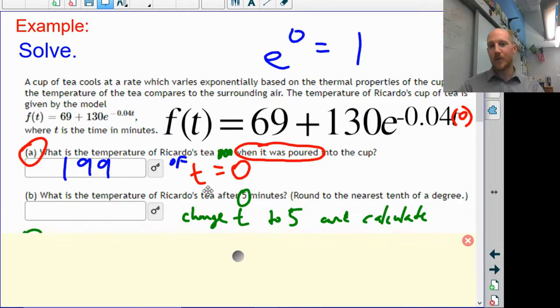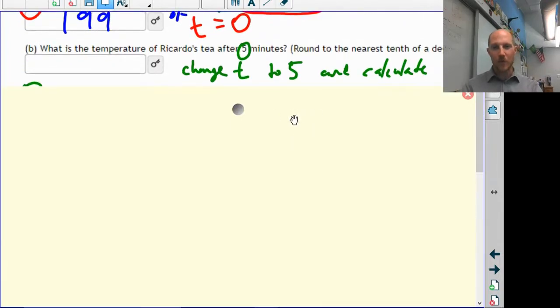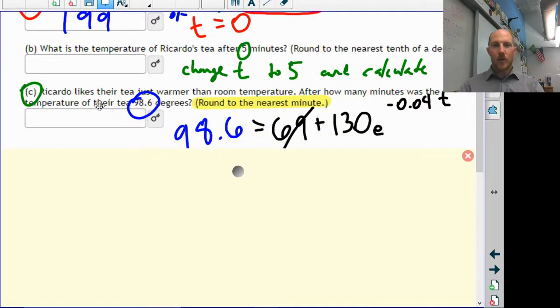Part B, different amount of minutes, probably not something you're going to do with mental math with the 5 or whatever number you've got. Drop the 5 into your equation, put it on your calculator, get your answer. Let's look at C. This is where we start solving. So Ricardo likes their tea just warmer than room temperature. After how many minutes was the temperature of their tea 98.6 degrees? Okay, so I'm going to take that 98.6. That's going to be my output, my function value. 98.6 goes here. Bring the rest of the equation. And then we need to solve for t.